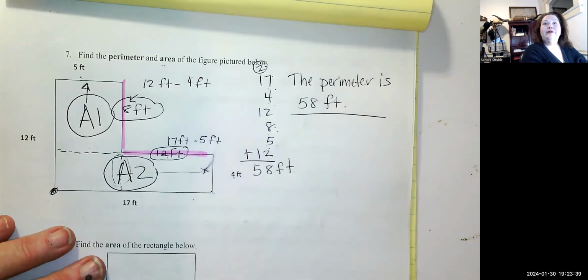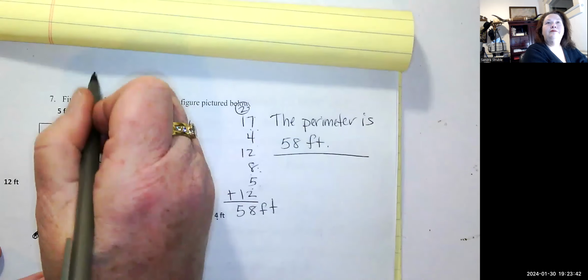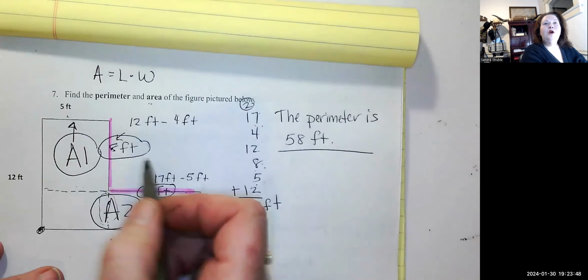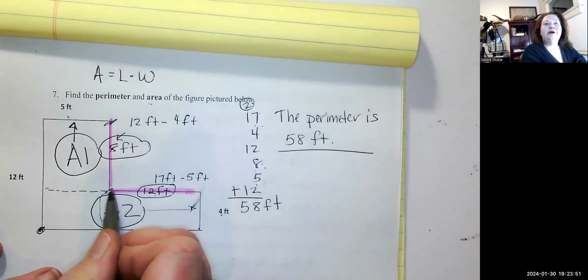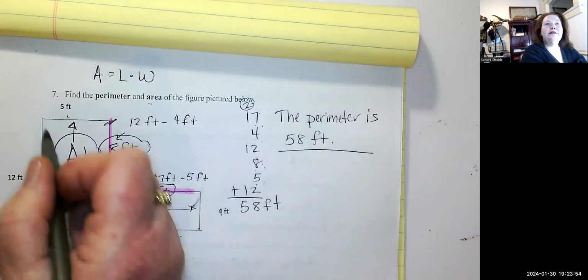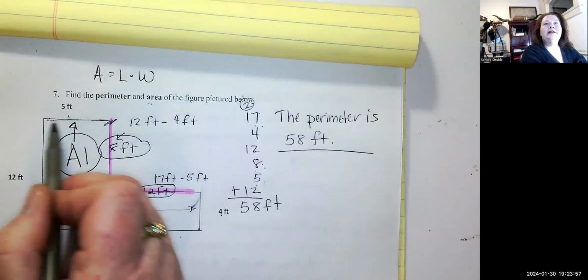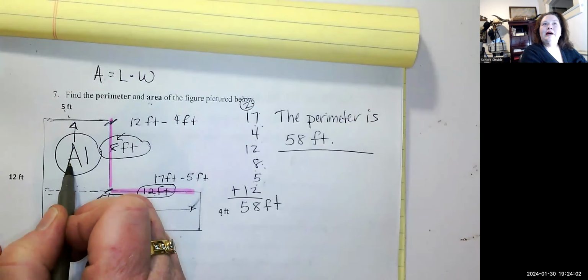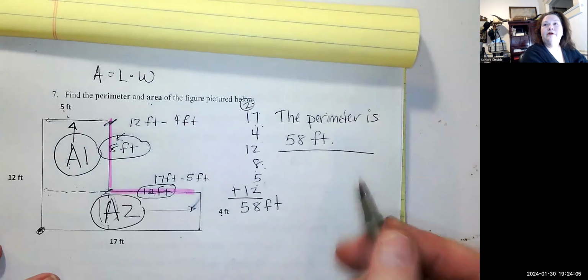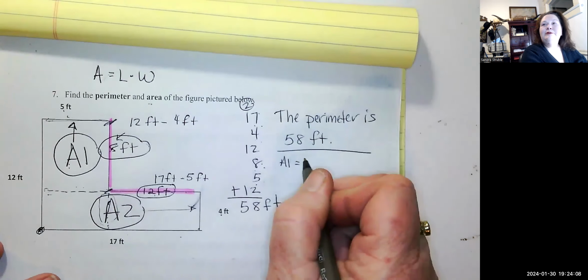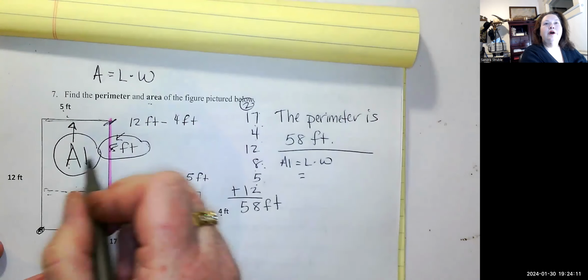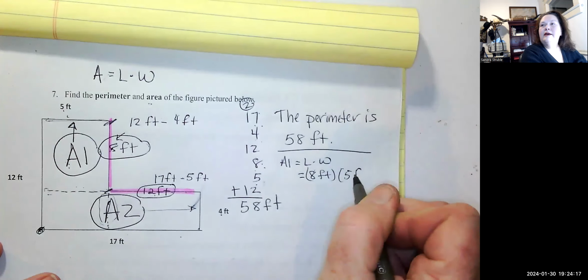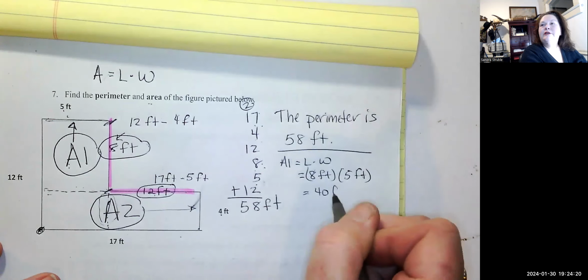rectangles, all right? And you've got to remember that the area of a rectangle is length times width, all right? And we know that this side from here to here is 8, which is the same as this side here. And we know that this side is 5, as is this side. So 8 times 5 is our area for area 1. All right, so area 1 is length times width, which is 8 foot times 5 foot. And that is 40 foot squared.